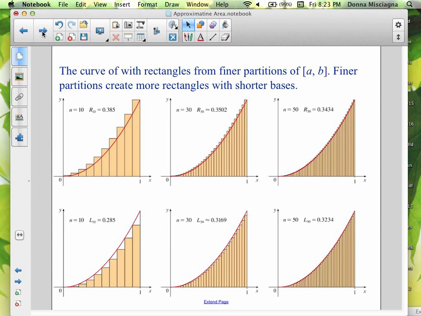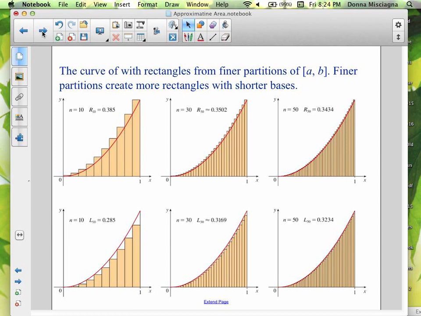I don't have the equation written down anywhere here, but that's okay. But here, what's the important thing is the number of rectangles. So the first one, we have 10 rectangles, and these are all right and left Riemann sums. So we have a right and a left. On the upper 3 are the right Riemann sums, the lower 3 are the left Riemann sums, and so you can see the area. So for 10 rectangles, the right Riemann sum was 0.385. For 10 rectangles, the left Riemann sum was 0.285.